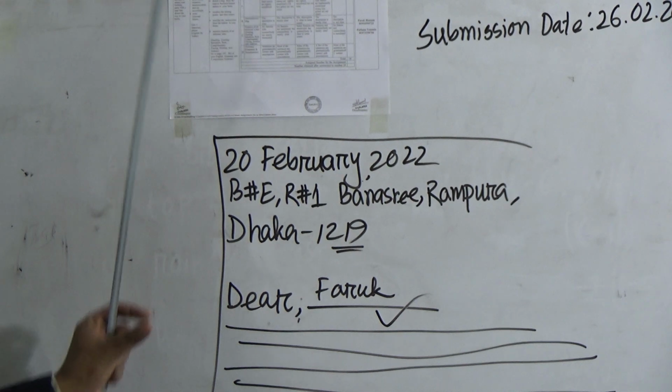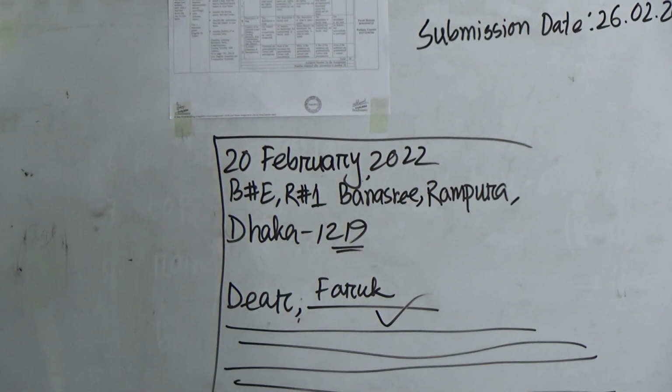Then after writing this, you may write: Dear friend, you know that my birthday, my 13th birthday, is on 28 February 2022. So I cordially invite you to our home, and I hope that you will come earlier or in the afternoon. After writing this, you may write another important thing that is related to this assignment.